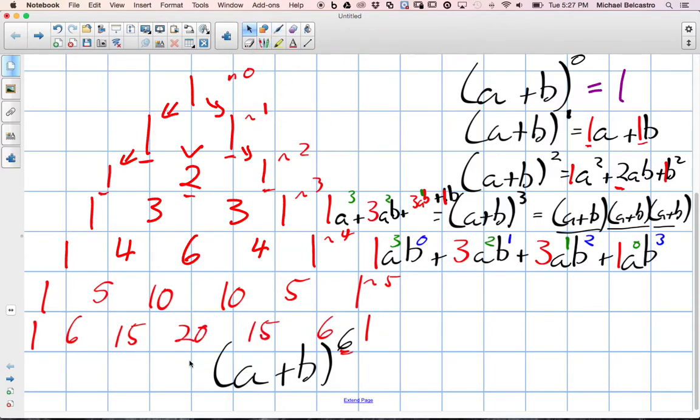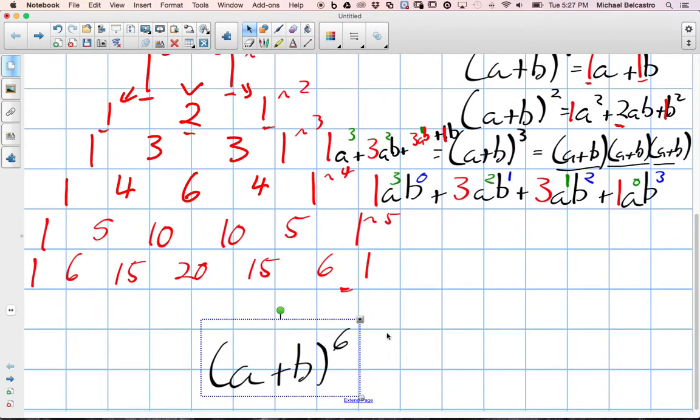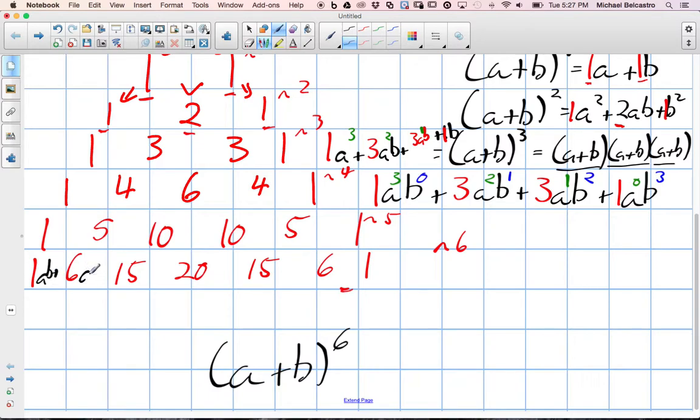So let me just move this down a little. And lo and behold, I have already built all my coefficients, because this is technically to the power of 6, okay? So the next thing I have to do is just write a b plus, a b plus, a b plus, a b plus, a b. And I'm writing a b because those are my variables in there.